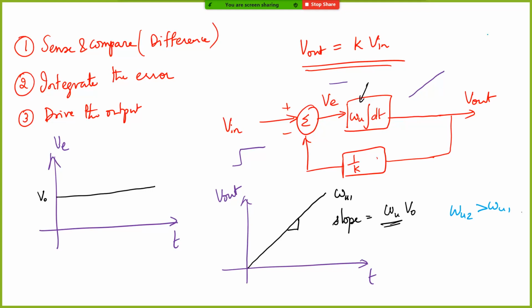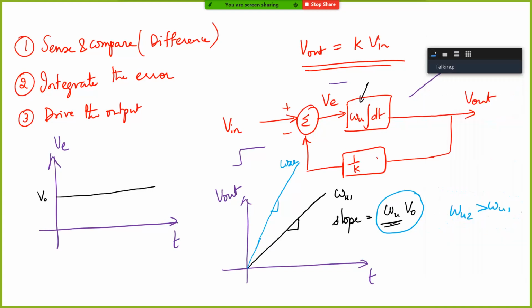So here, suppose you have an omega u2 which is greater than omega u1. How do you think the slope would be? It will be steeper, right? Something like this. So this will be your omega u2 and so on. As we saw here, the slope basically depends on the product of these two. So if you want V out to change faster, either your omega u has to be higher or your V naught has to be higher.